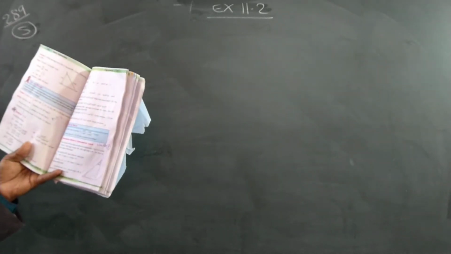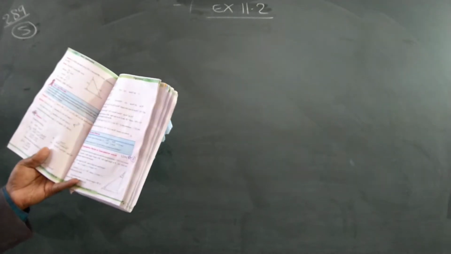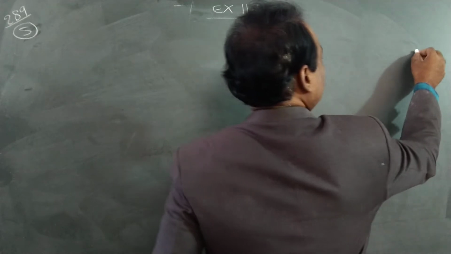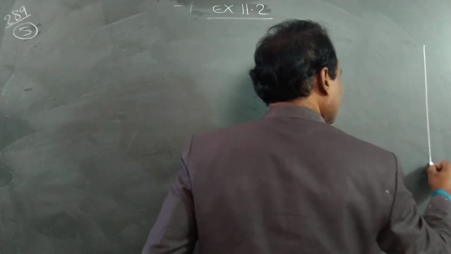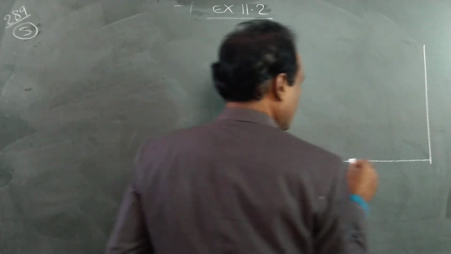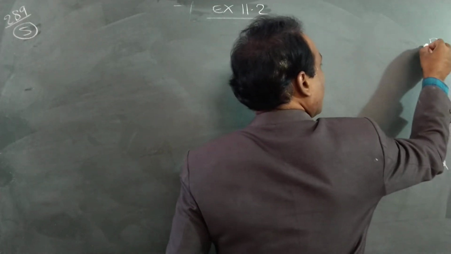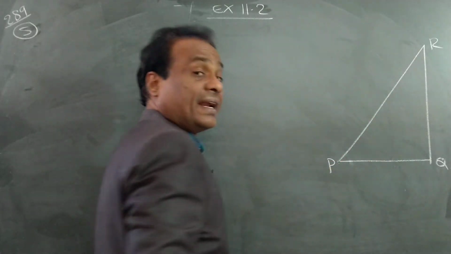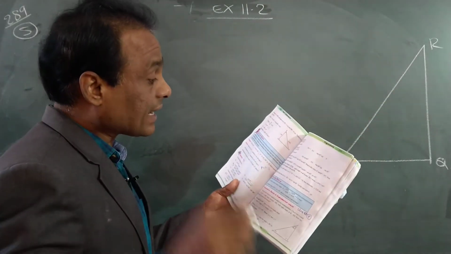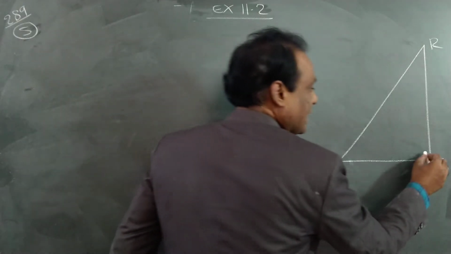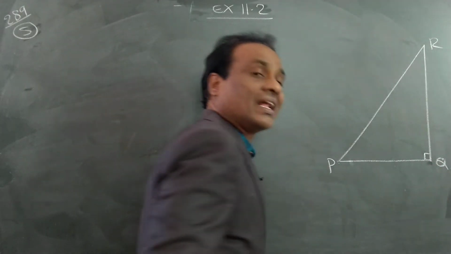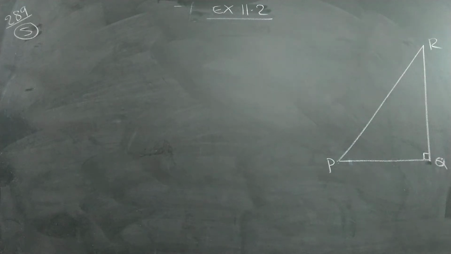Fifth problem. In a right angle triangle PQR, right angle at Q. Draw the figure first. See here. P, Q, R. Draw a right angle triangle PQR, right angled at Q. 90 degrees at which point? Q. 90 degrees at Q.